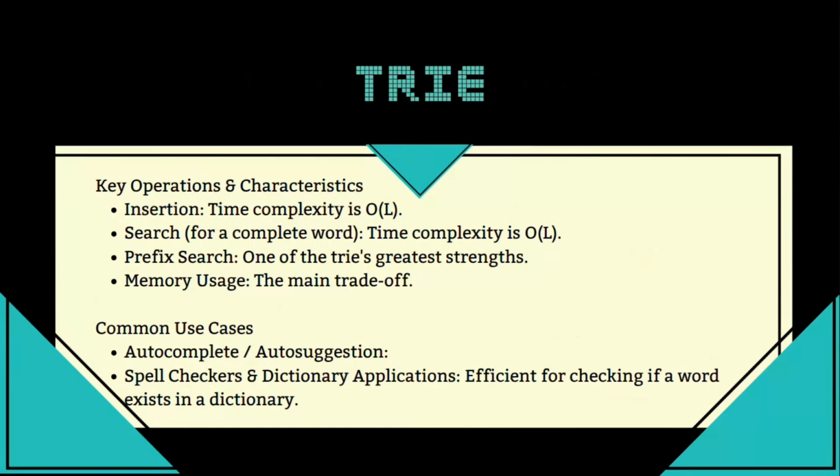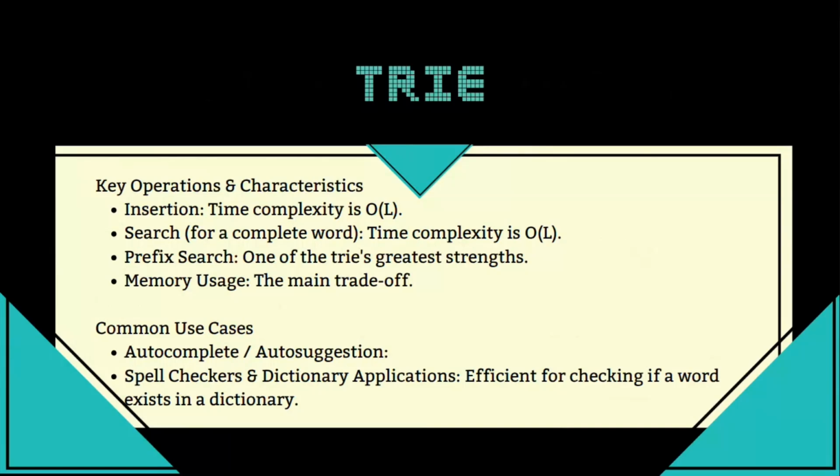Insertion. Time complexity is O(L), where L is the length of the word being inserted. Search. Time complexity is on order of L, making it very fast. Prefix search. One of the trie's greatest strengths, you can very quickly find all words that start with a given prefix by simply traversing to the node representing that prefix, and then recursively exploring all paths from that node. This is the basis for autocomplete features.